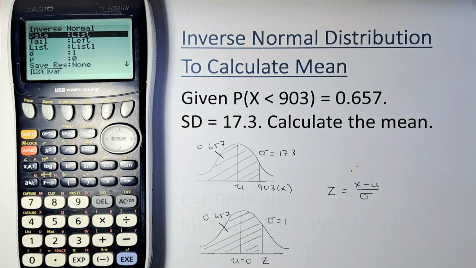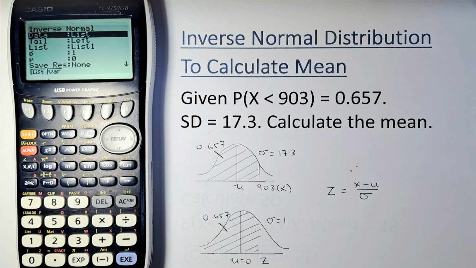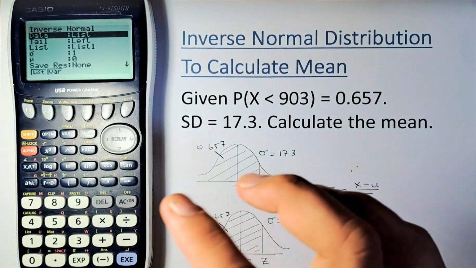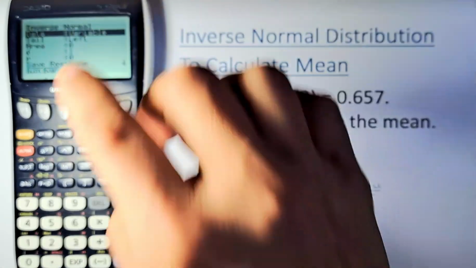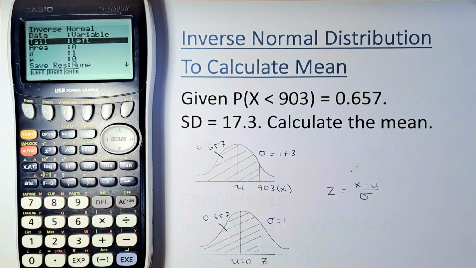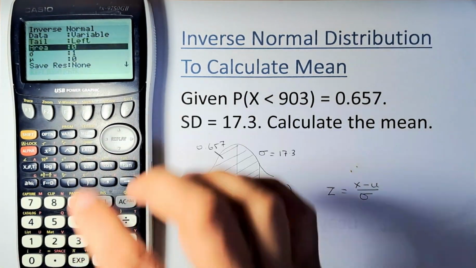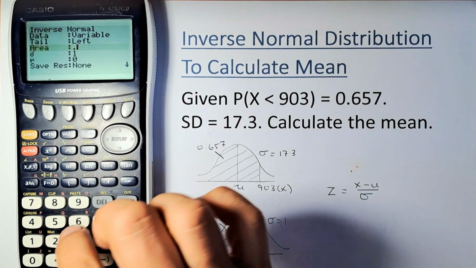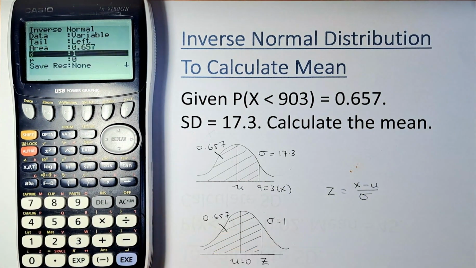Now we come up with the screen. Because the data is listed as list, we are going to change to variable by pressing F2, because you have to do everything in variable. Now we're going to input the data. The tail is on the left, because as you see on the graph, it is on the left. It's already left, so we carry on. The area is given as 0.657, so we put 0.657 and press the execute button.